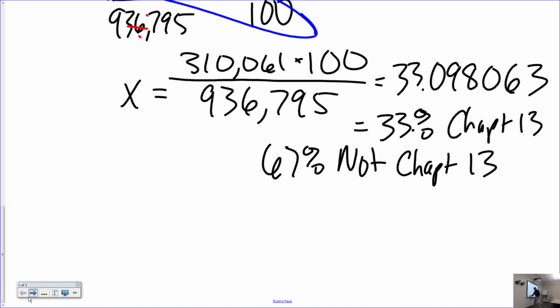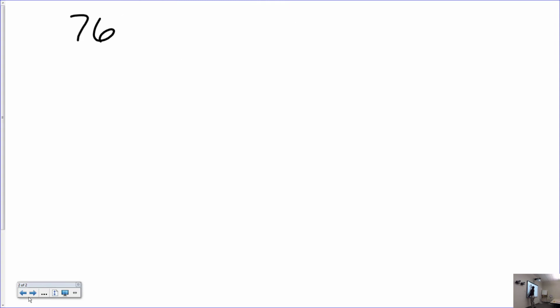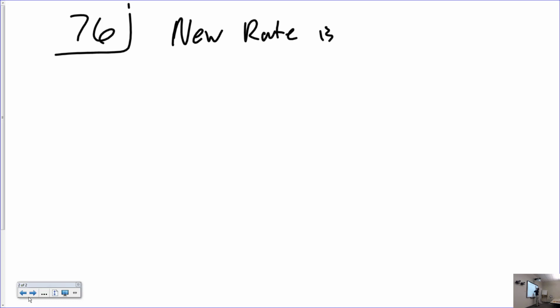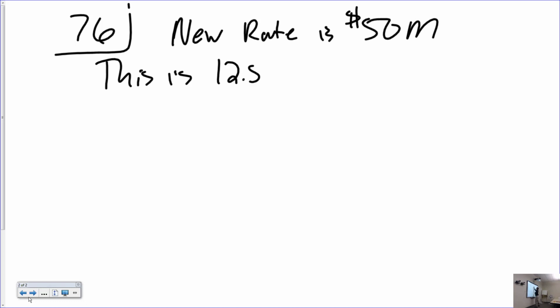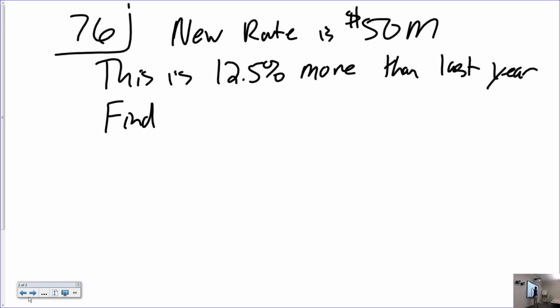76. All right, what does 76 say? Due to an increase in the mailing cost, the new rate will cost publishers $50 million. New rate is $50 million. Okay. This is 12.5% more than they paid the previous year. How much did it cost publishers last year? Round to the nearest hundreds. Find last year.